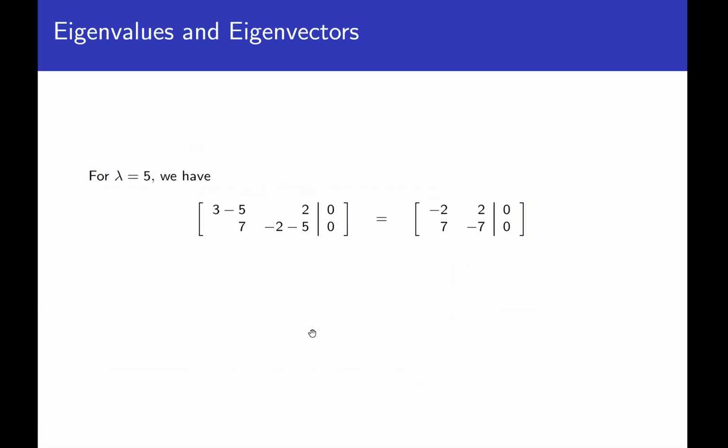All right, let's do the other eigenvalue. Lambda equals 5. Subtracting 5 off the diagonal, we're left with the matrix -2, 2, 0, and 7, -7, 0. Again, row reducing this is no sweat. We get 1, -1, 0 in that top row. So we see here that the solutions are any constant times 1, 1. So again, the 1, 1 was one of the eigenvectors we saw when we started this example.